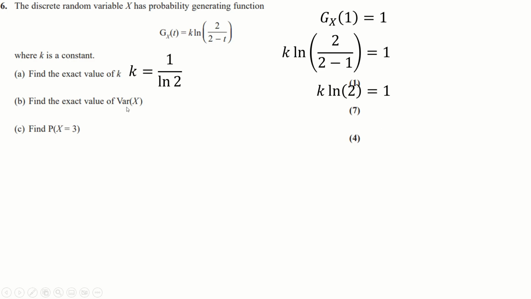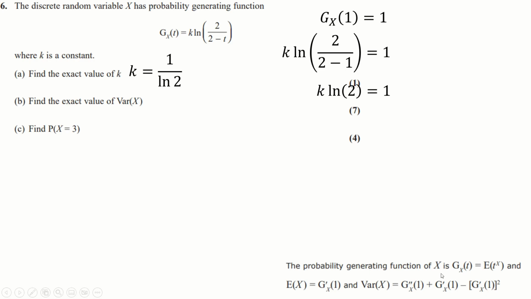So we get this. Now variance, this is in the formula book, so just know that this is in the book here for these functions here. So we need to work out G dashed and G double dashed.